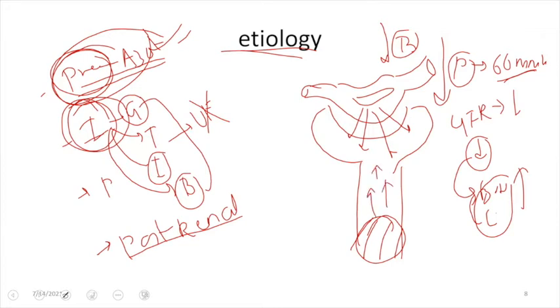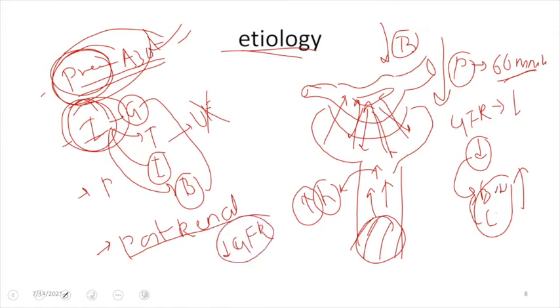Because of this accumulation of the filtrate, there will be an increase in the hydrostatic pressure within the tubules, and this hydrostatic pressure will oppose the process of ultrafiltration. Because of this, there will be a decrease in the net filtration pressure, and because of this there will be a decrease in the GFR, and this will manifest with post-renal azotemia.